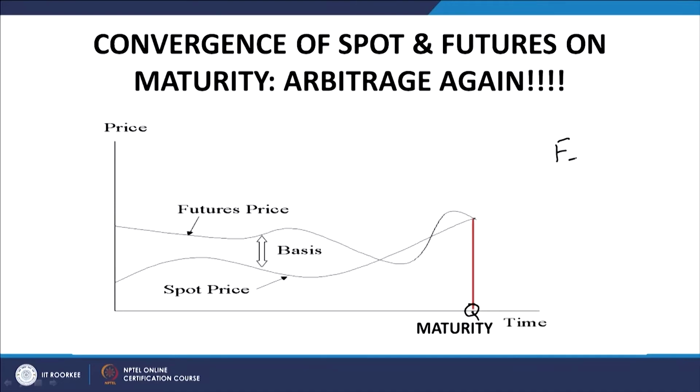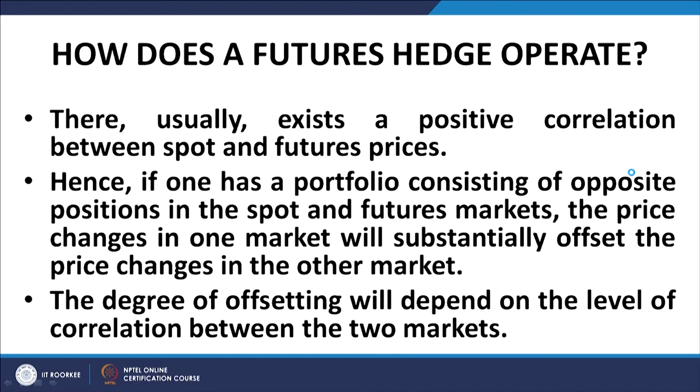Now, please understand which futures price we are talking about. We are talking about F_T. What is F_T? F_T is the price of the futures contract on the date of delivery itself. So, F_T is being compared with S_T, the spot price on the same day. The spot price on the date of maturity of the futures contract and the futures price on that same day must theoretically converge. Otherwise, arbitrage will take place, which will compress the difference until they converge at equilibrium. So, how does the futures hedge operate?